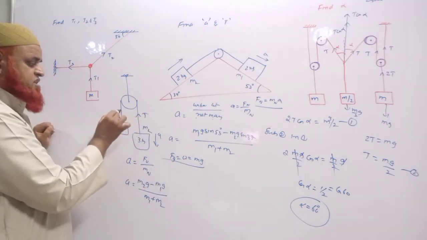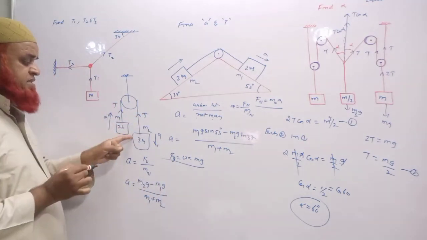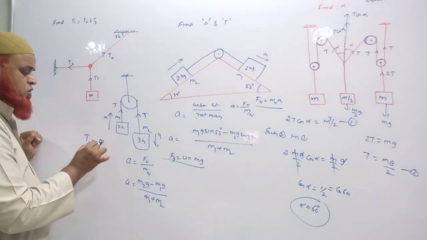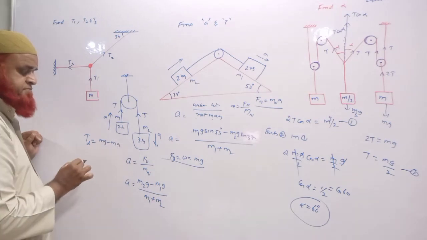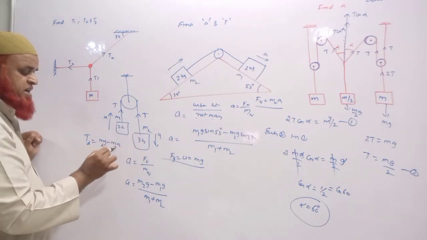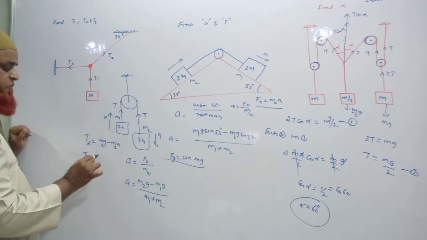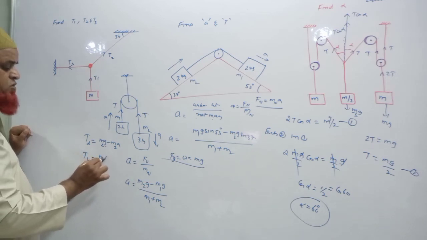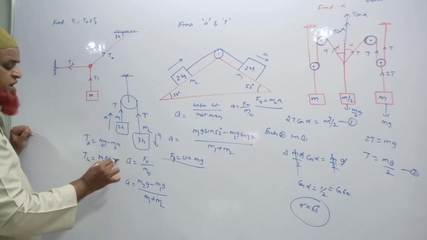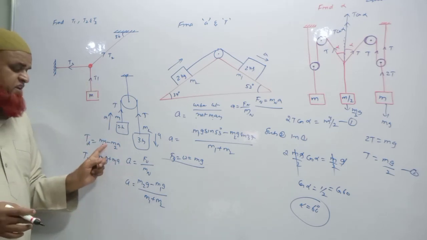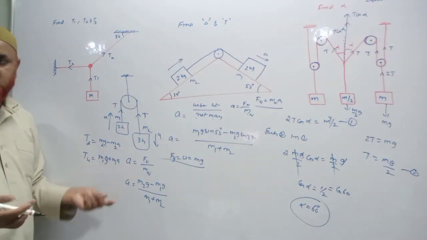Okay, this is tension, this is also tension. This is coming down, this is moving up. So T down is equal to mg minus ma, that is m2g minus m2a. And this is upwards, no? So T up is equal to m1 into g plus m1 into a. If it is going up, you have to add. If it is going down, you have to subtract.